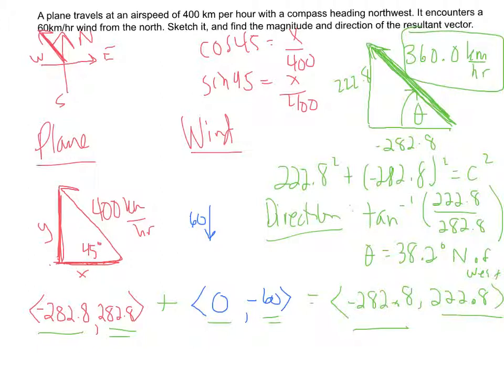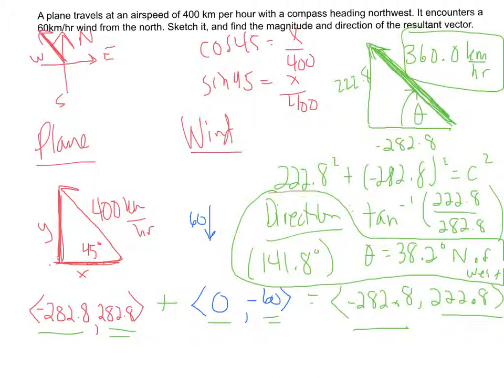Let me type that in here. I get 141.8. So you could also say it's 141.8 degrees for our direction. Either of these would work. I would imagine the most desired answer is 38.2 degrees north of west. So that is our plane problem.